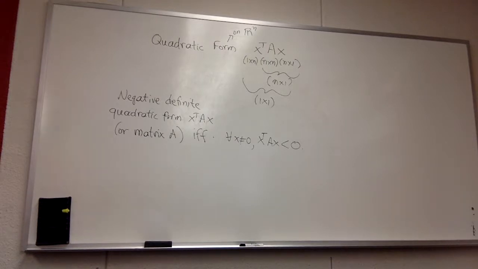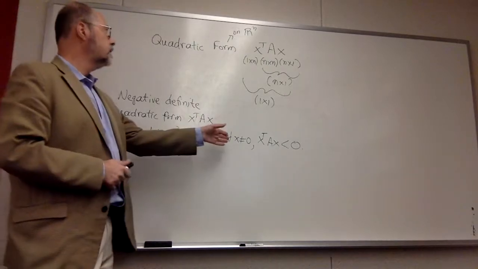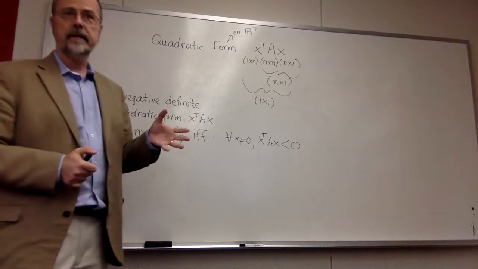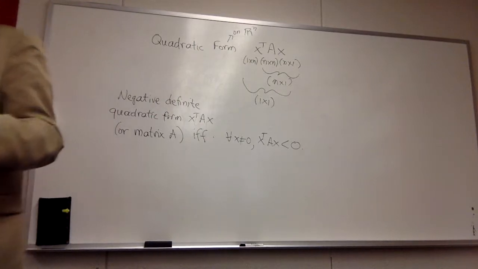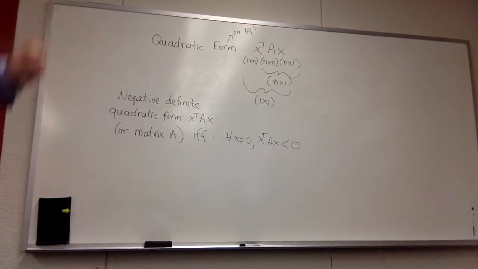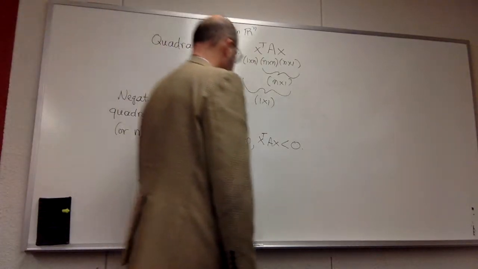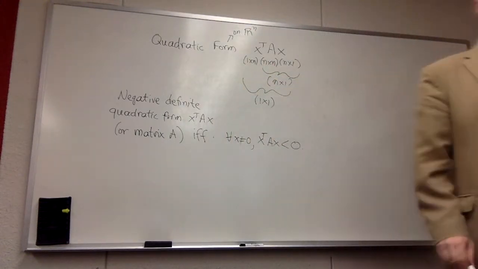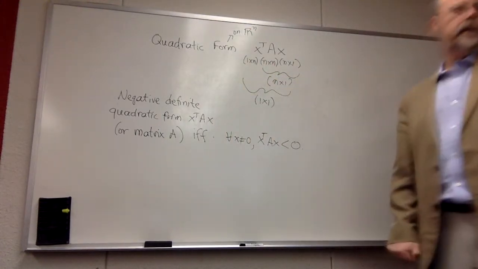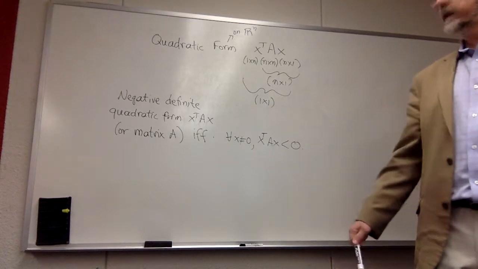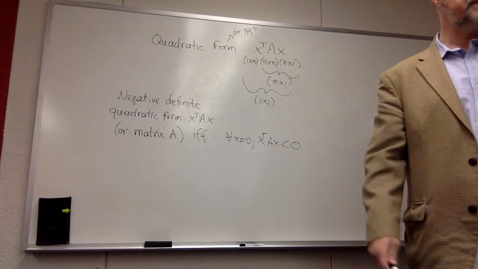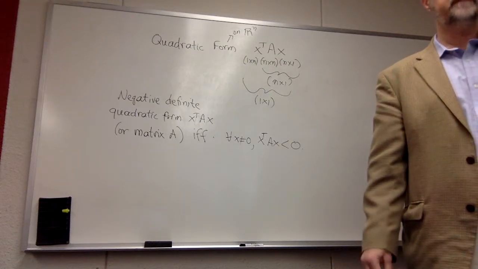So if you take any vector in Rn that is not a 0 vector, and you form this quadratic form around the matrix A, you are going to get a negative number. Okay? Now, there are various ways to test a matrix to see if it's negative definite, or positive definite, semi-definite, or even not definite, indefinite.